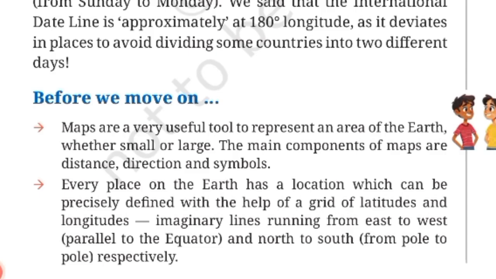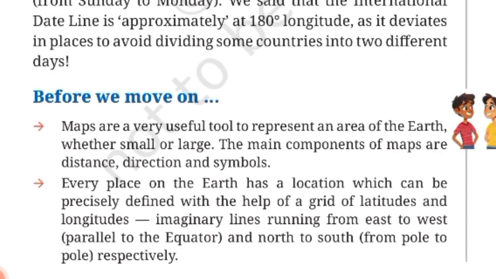Before we move on, maps are a very useful tool to represent an area of the earth, whether small or large. The main components of the map are distance, direction, and symbols. Every place on the earth has a location which can be precisely defined with the help of a grid of latitudes and longitudes. Imaginary lines running from east to west, parallel to the equator, and north to south from pole to pole respectively.